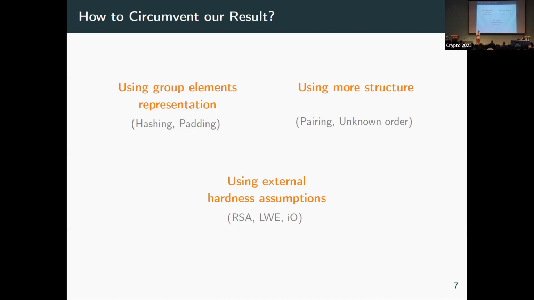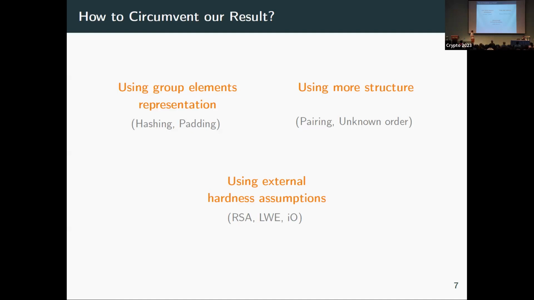And there are three ways to do so. The first way is simply giving up on using the group in a black box way. And this can be done as easily as just taking a hash of group elements. For instance, the correlation intractable hash function construction falls in this category. Another way of circumventing this negative result is just using more structure, like pairings, as one example, and this leads to Groth16 proofs. But you can also assume the group is of unknown order, and this may also give you NISIX.